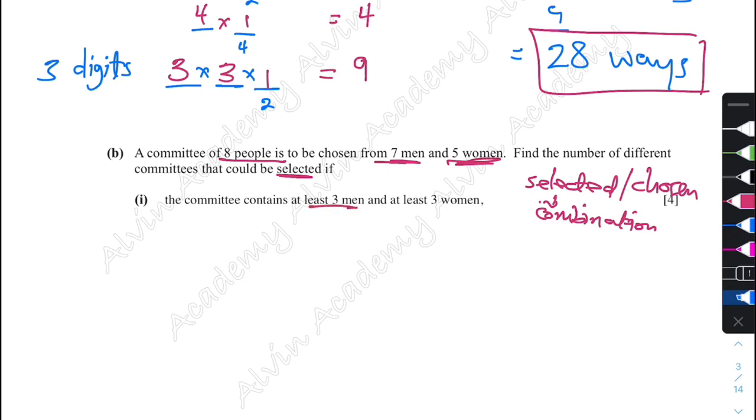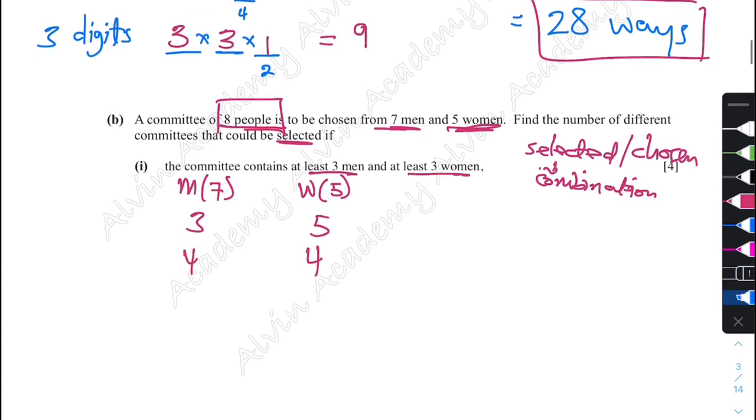It will contain at least 3 men, at least 3 women. So this is what I like to do. M for men, 7 men. W for women, 5 women. It says it must contain at least 3 men, so we start with 3 men. How many people do we want? 8. So if there are 3 men, then there must be 5 women. If we have 4 men, then we have to get 4 women.